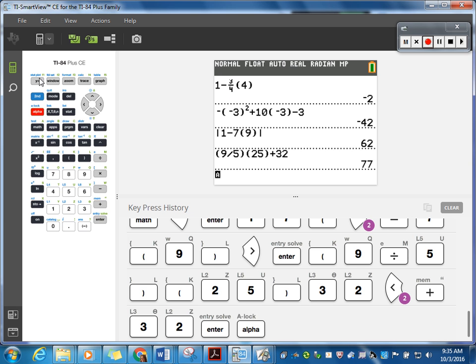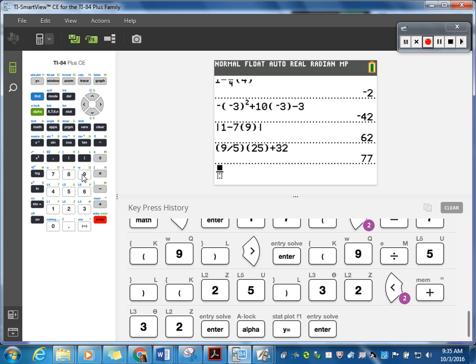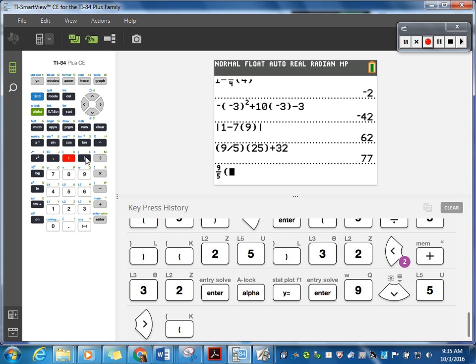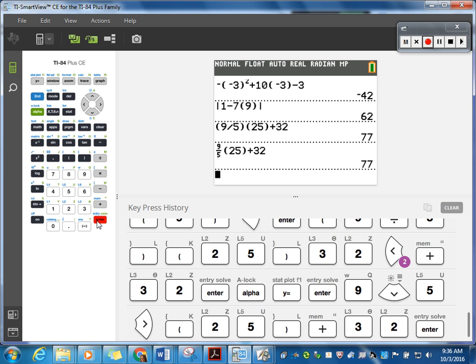So again, that's alpha y equals, and there's your fraction type. So 9/5. Again, we use our parentheses when we plug in our variables, plus 32, and you should get the same answer.